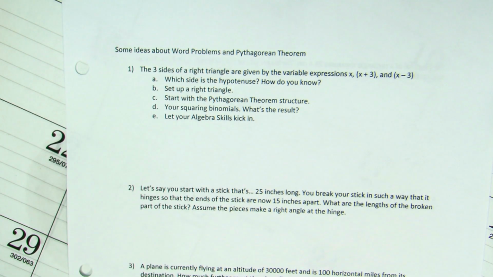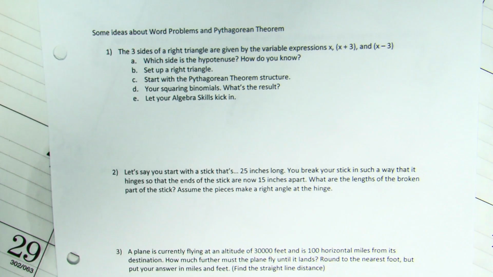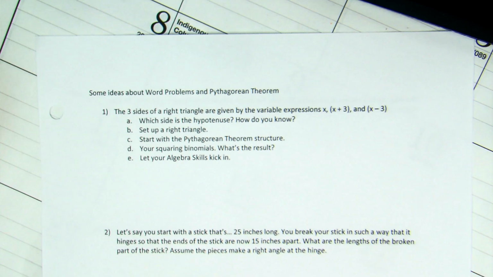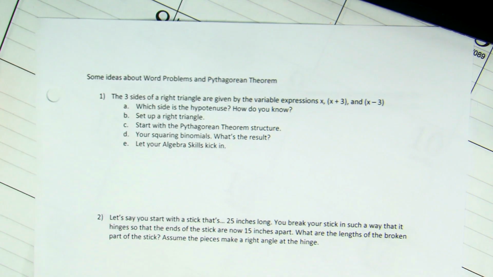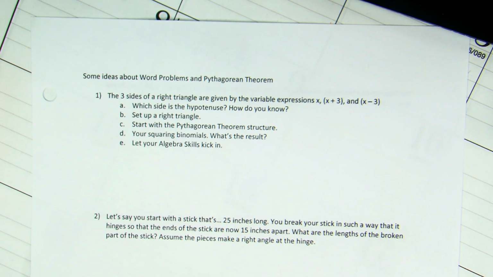All right, so some ideas about word problems in Pythagorean theorem. We're going to go through some ideas to help you better understand how to make the diagram, how to use Pythagorean theorem. So it says the three sides of a right triangle are given by the variable expressions x, x plus 3, and x minus 3. What type of triangle is it?